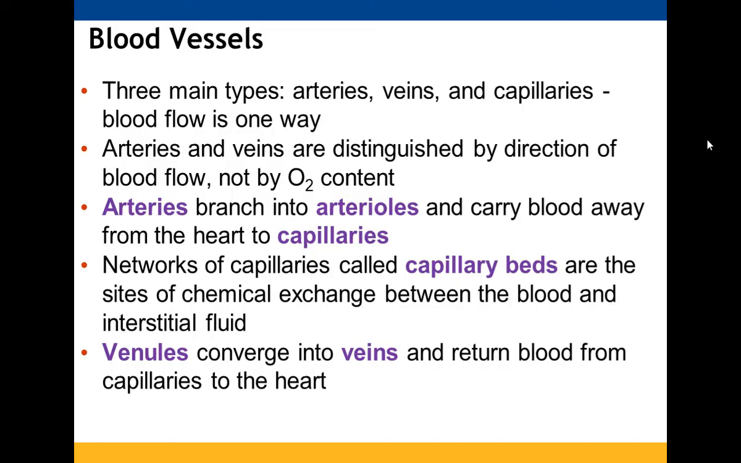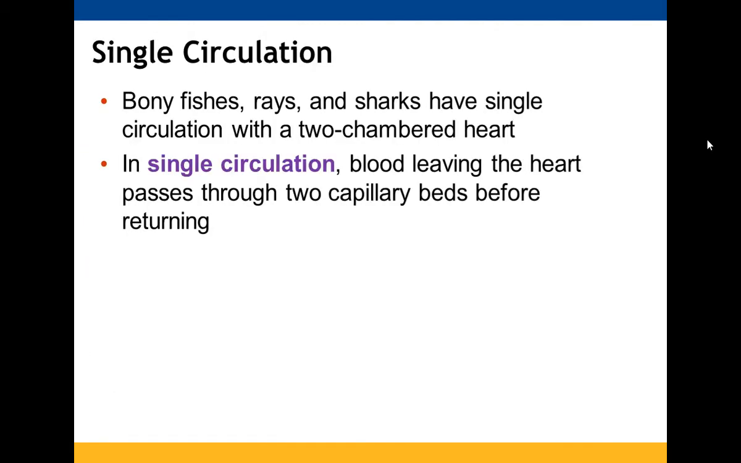The arteries are going to take blood away from the heart, while the veins are going to return blood to the heart. So, as I said before, arteries are going to turn into arterioles and they will eventually get the blood to your capillaries. The capillaries are where we have the really thin layers of cells. That's where we have the chemical exchange, the gas exchange between the blood and the interstitial fluid. And then once that exchange has taken place and the blood leaves the capillary beds on the venule side, the venules will come into veins and then they will return the blood back to the heart.